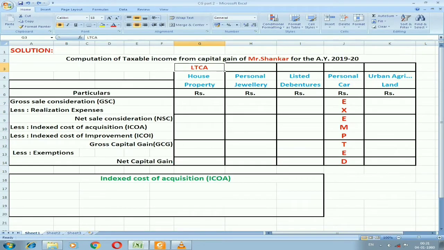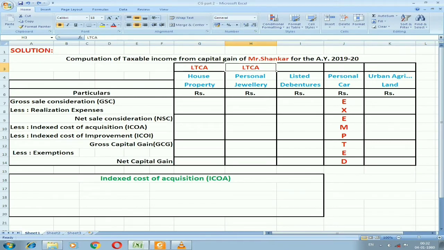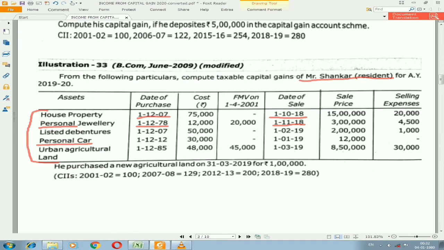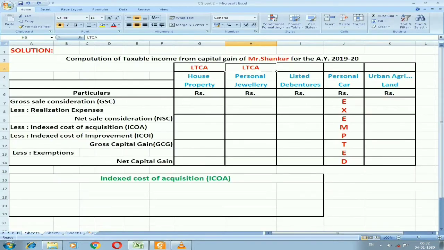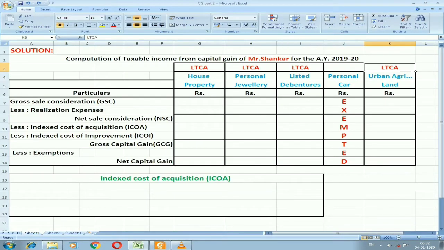Then we have personal jewelry, which comes under the category of other assets. Purchased in 1978, sold in 2018. You need to check whether it is more than 3 years; it is, so it is also a long-term capital asset. Next, listed debentures come under financial assets. You need to check 1 year; purchased in 2007, sold in 2019, so it is also long-term. Lastly, urban agricultural land, purchased in 1985 and sold in 2019. Under land and building the limit is 2 years; it is more than 2 years, so it is also a long-term capital asset.